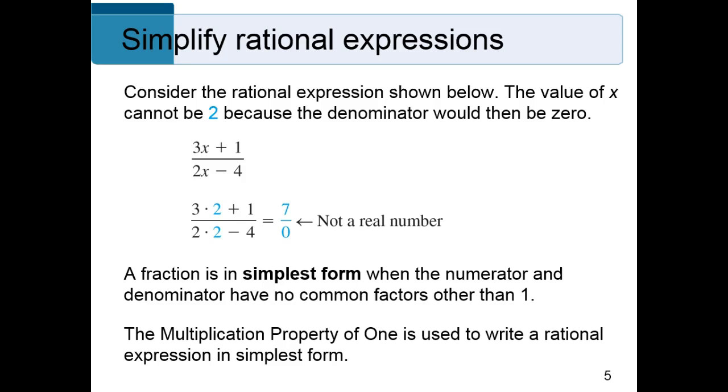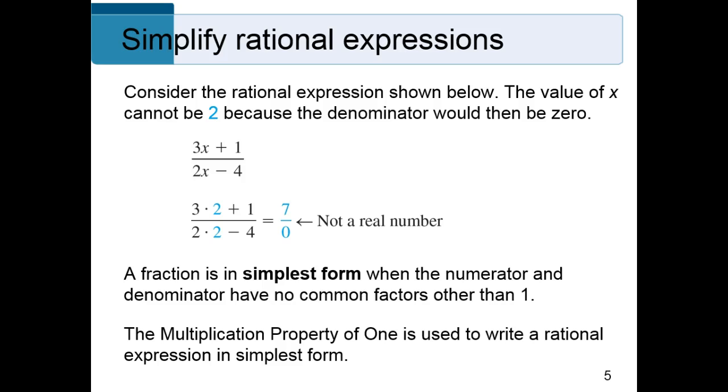In this expression here, what can x not be? 2, because 2 times 2 is 4, and 4 minus 4 is 0. So yeah, you cannot have x equal 2. Any other number would be fine, but x can't be 2. And by the way, these are in simplest form already.